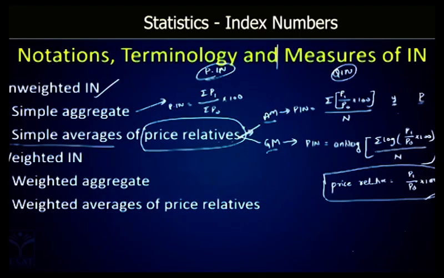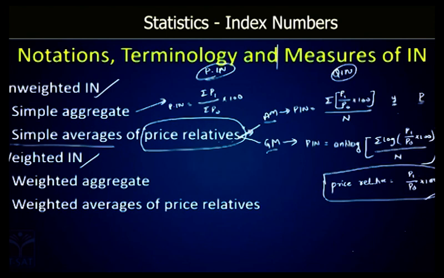Now next we'll see the weighted index numbers. In these weighted index numbers, we introduce weights to the prices and we calculate the price index numbers. In weighted index numbers also we have two types, that is weighted aggregate and the weighted averages of price relative. First we will see the weighted aggregate index numbers.